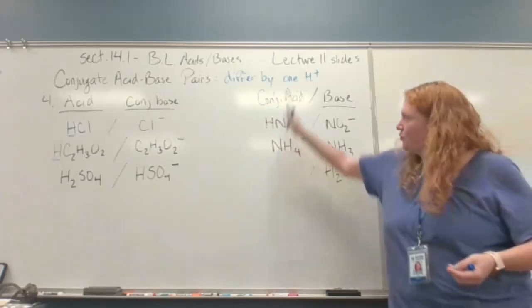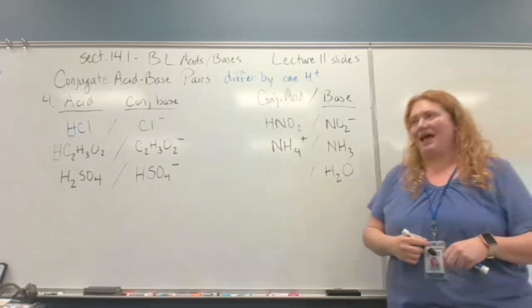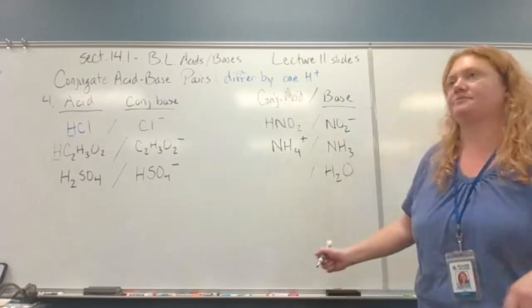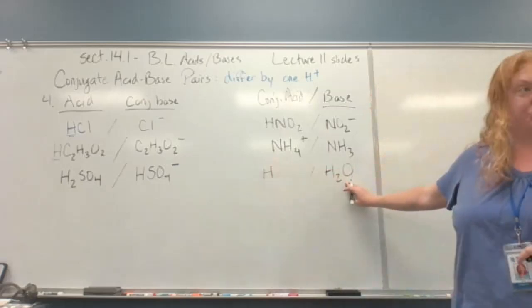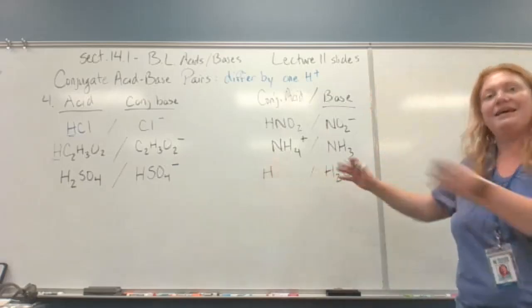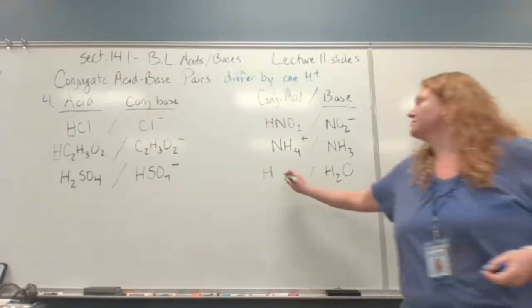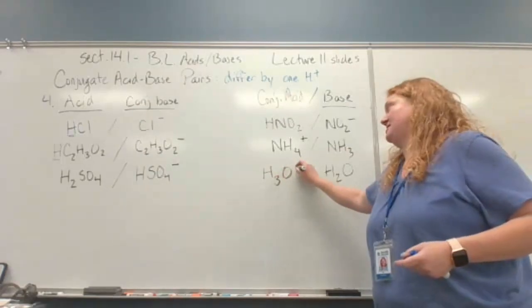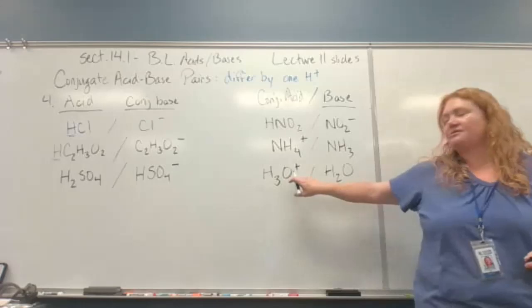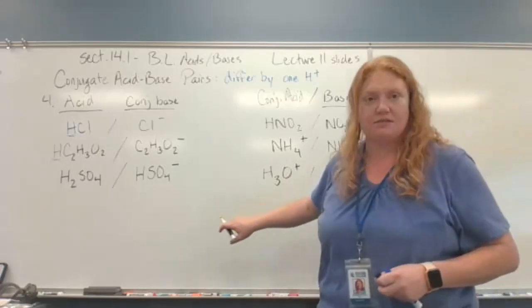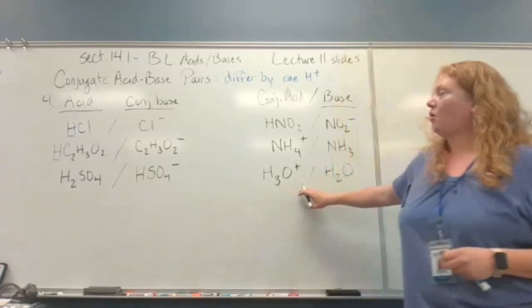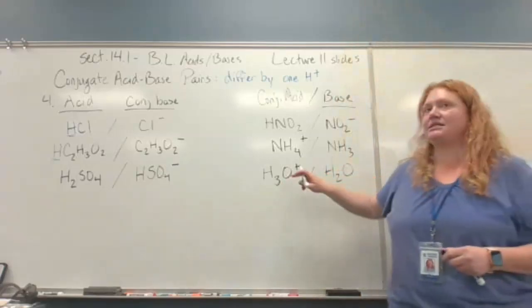accepting. And so what is the formula for the conjugate acid of water? This is what water turns into when it accepts an H plus. And what is the name of this thing? This is the hydronium ion. Yes, very important. We're going to talk a whole lot about hydronium ion today.